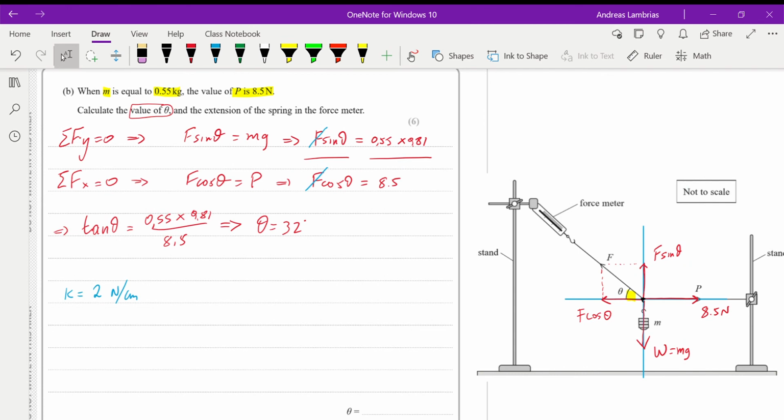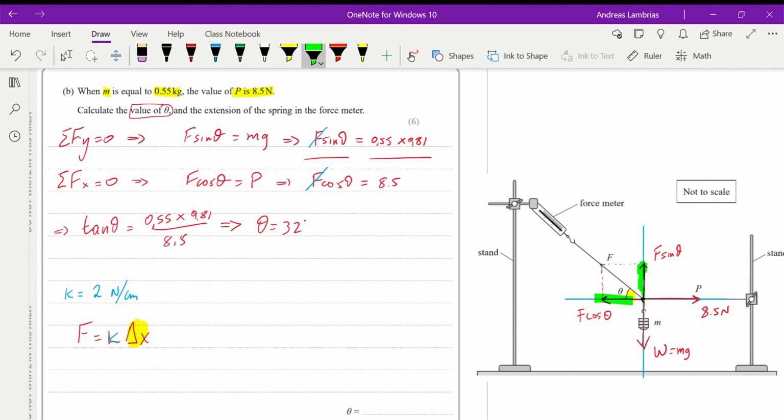And how do I find the extension? I need to use Hooke's law again like before, k and delta x. I'm looking to find the extension. I need to know k, which I do, and I need to know F. I don't know F at that stage, but I know the two components that make F. I know F sine theta and F cos theta.